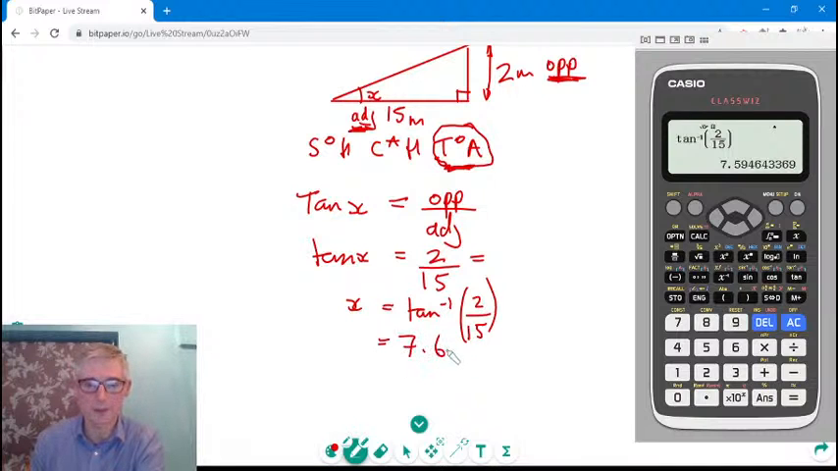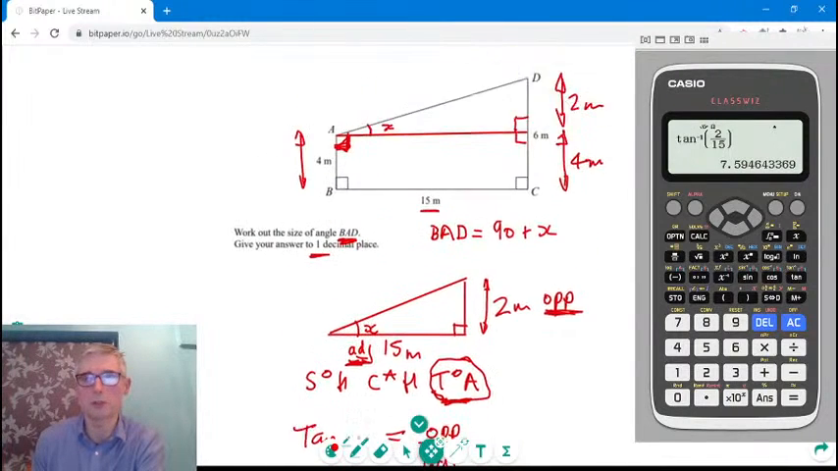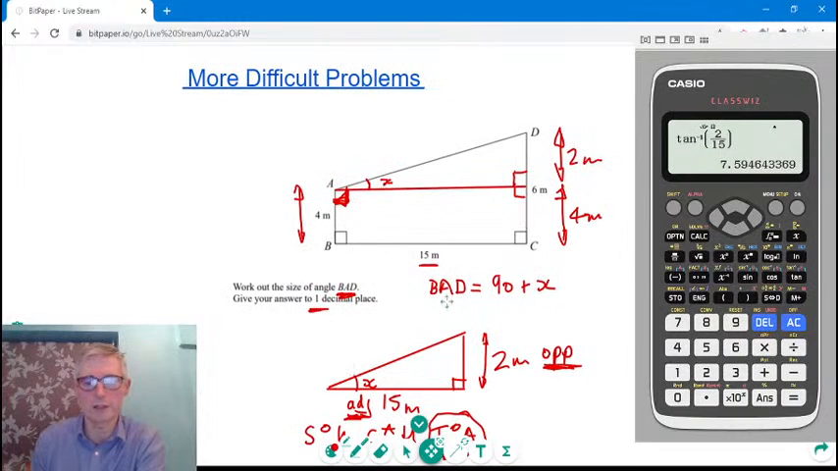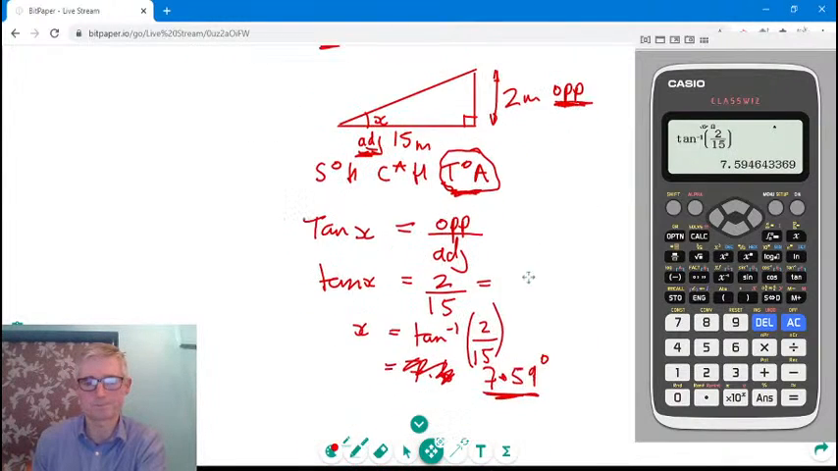In fact, let me work that to slightly more decimal places. So we'll call that 7.59. Just write it to 2 decimal places at the moment. My reason for doing that is because the final answer to this question was supposed to be to 1 decimal place. Now, that's x, but if I go back up, we can see that, in fact, BAD, what we're looking for, was 90 plus whatever x is.